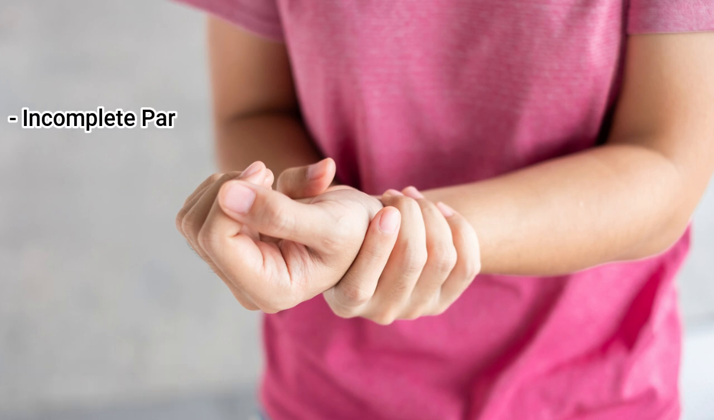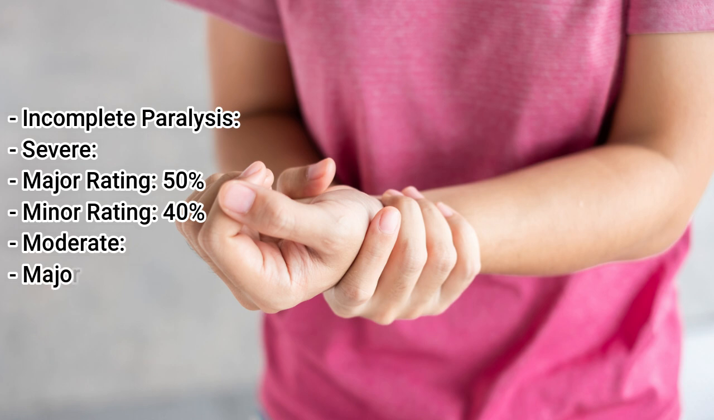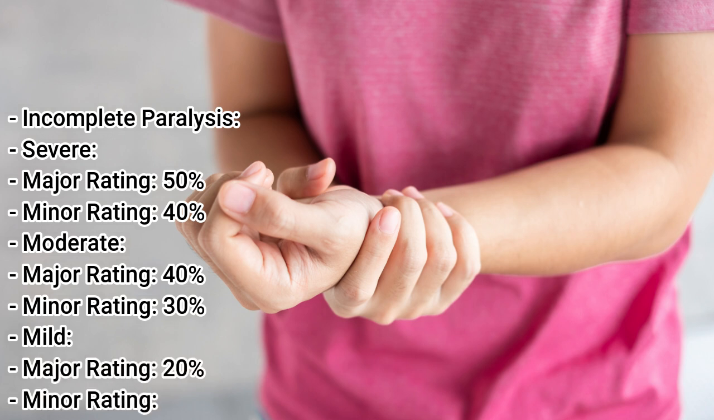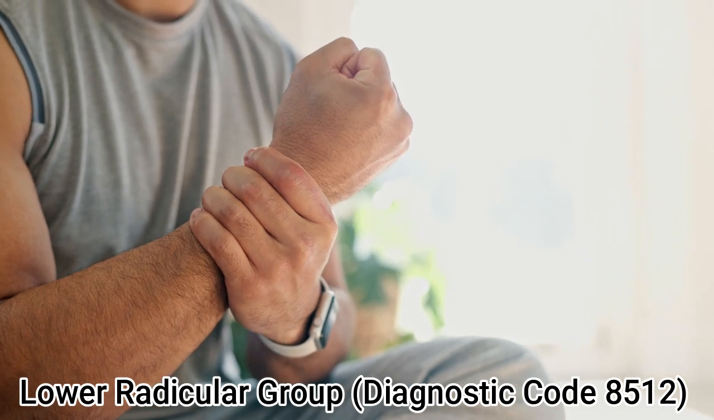Incomplete paralysis. Severe. Major rating, 50%. Minor rating, 40%. Moderate. Major rating, 40%. Minor rating, 30%. Mild. Major rating, 20%. Minor rating, 20%. Lower radicular group, diagnostic code 8512.